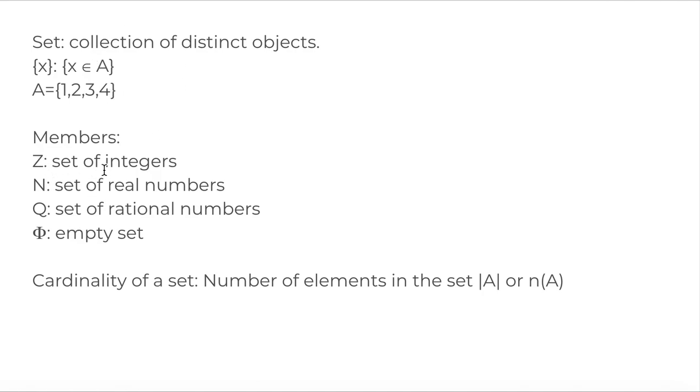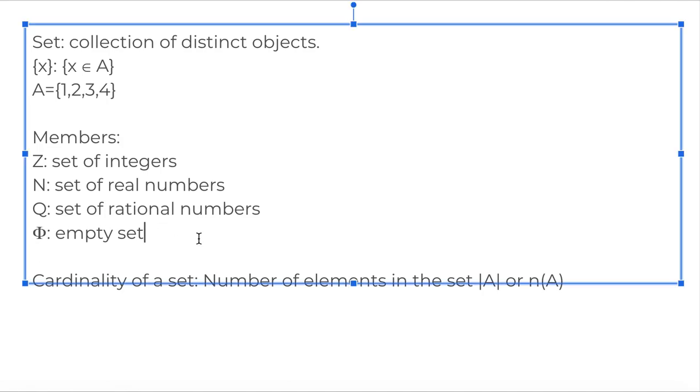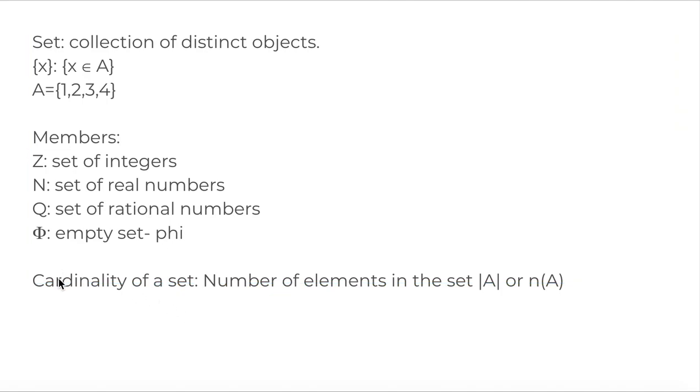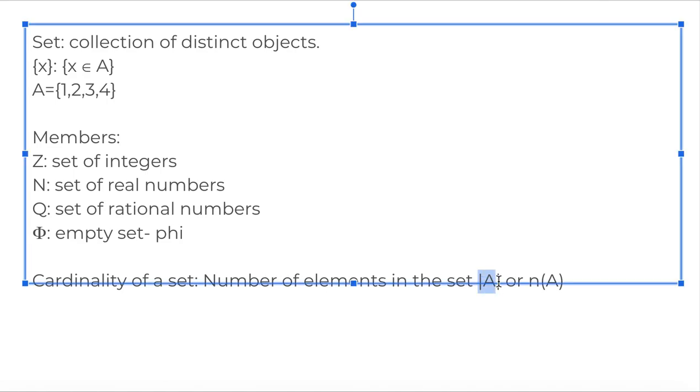And Z is defined as the set of integers, N as the set of real numbers, Q as the set of rational numbers, and this is called phi, pronounced as phi, which is the empty set. And just a revision of cardinality of a set, that is the number of elements in the set A, written as the magnitude of A or n of A, that's the cardinality of A, right? Just remember this part, the cardinality of a set.